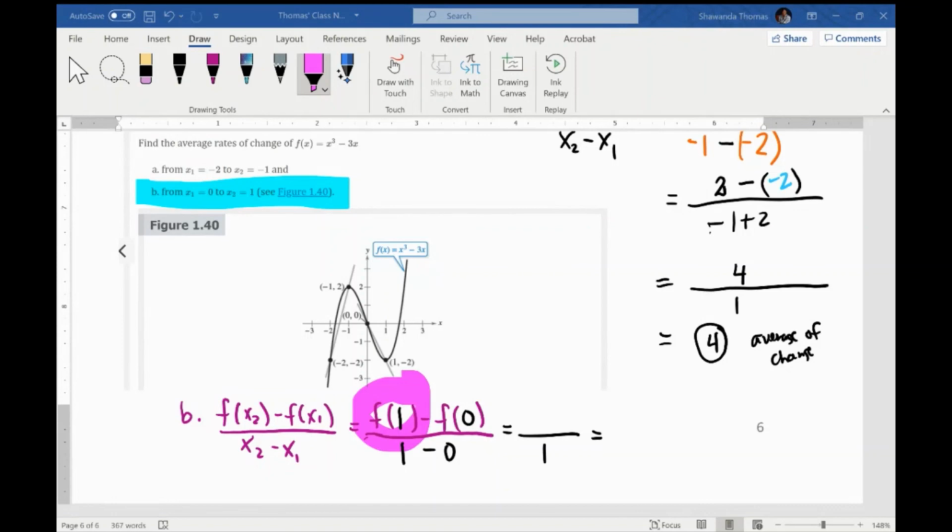Don't share it with everybody. Find my name on the chat and direct message me. I just want to know, do you know how to evaluate a function? What is f of 1 equal to? All right, direct message me or private message me.